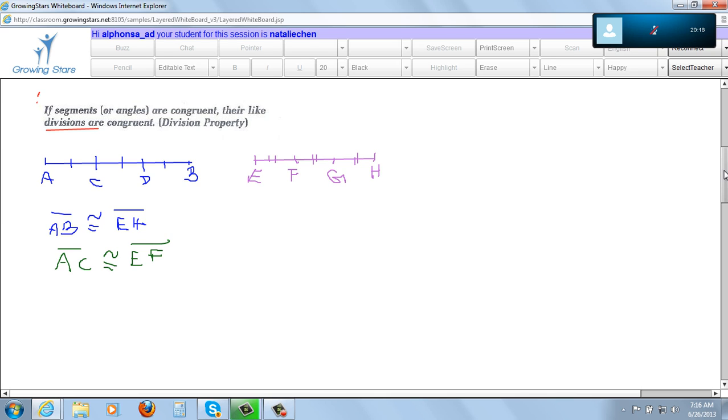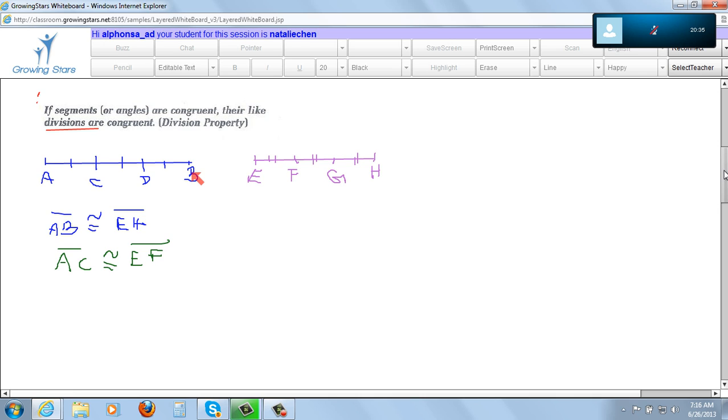Multiplication property. AD is 3 times AB and EH is 3 times EF. Now here, I know segment AB is congruent to segment EH, given. That is the postulate, but what is a theorem? A theorem means we can prove something.